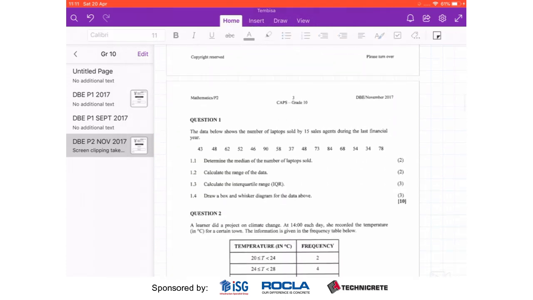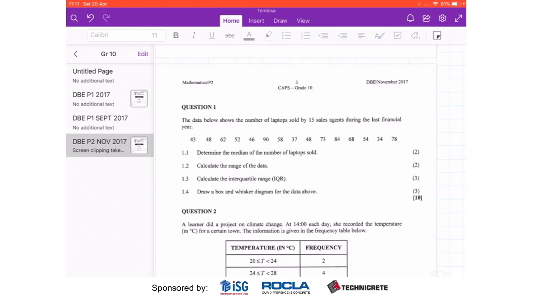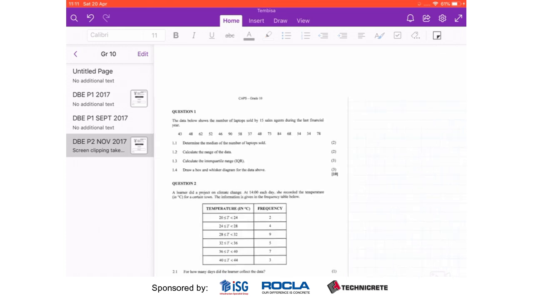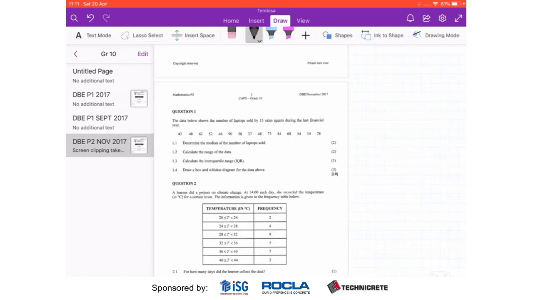Okay, let's go down. So question 1, we're looking at stats. It says the data below shows the number of laptops sold by 15 sales agents during the last financial year. So before we even begin to look at these questions, we need to rearrange our data so that it is in ascending order.